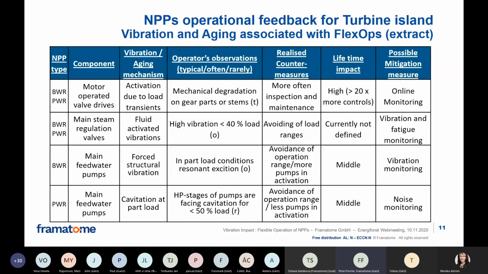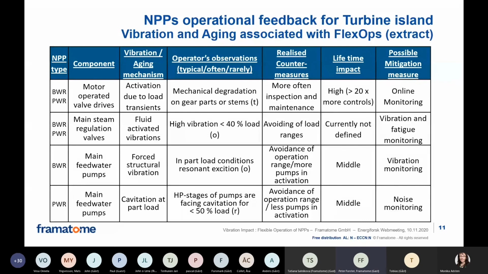It would be slide 11. Okay, so now these following slides are dealing with the turbine island issues.